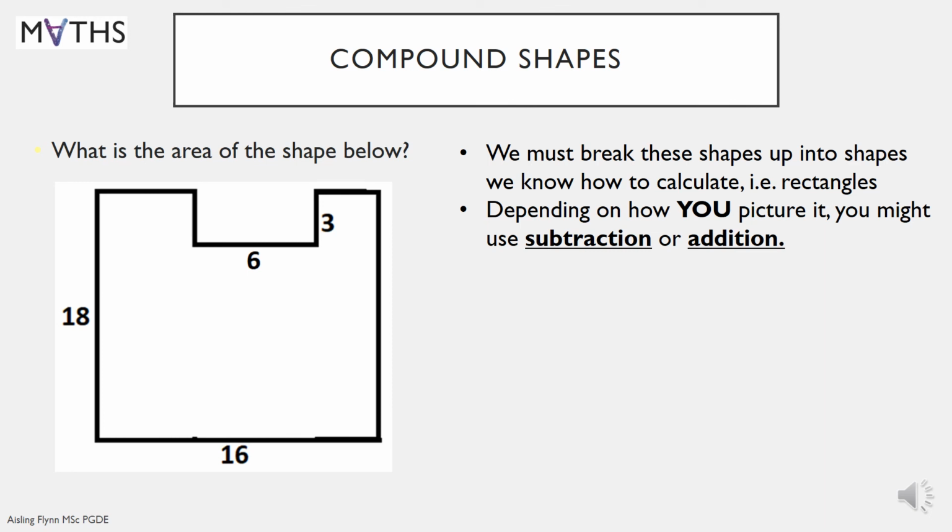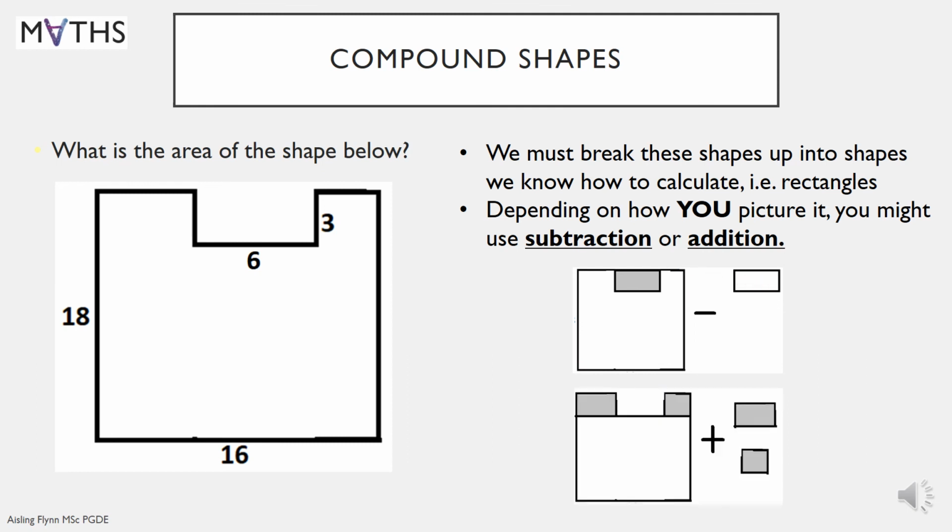And depending on how you picture this diagram, okay, you might use subtraction or addition. I think this particular one, subtraction is the way to go given the measurements. So you could calculate the area of one big rectangle, so 16 by 18, and then subtract the area of a small rectangle, which is equal to this grey one, which is cut out in the diagram. So that's to use subtraction. Calculate the big area and then minus the little one.